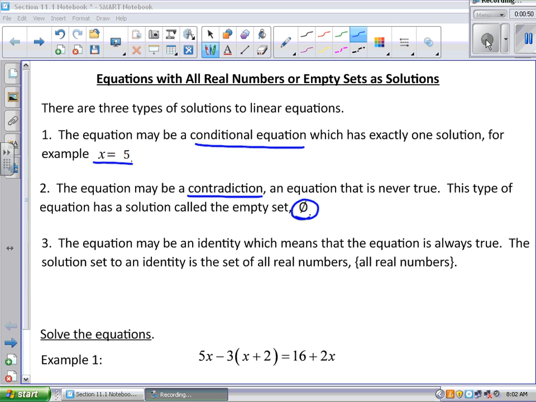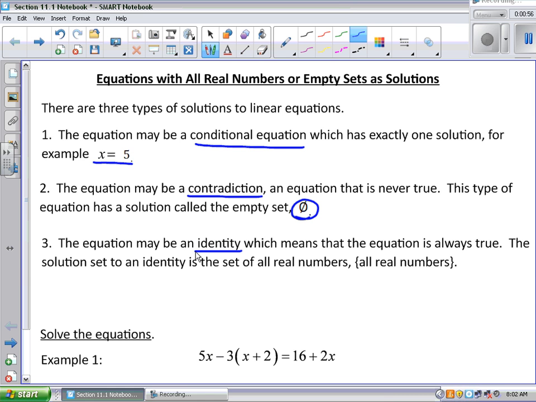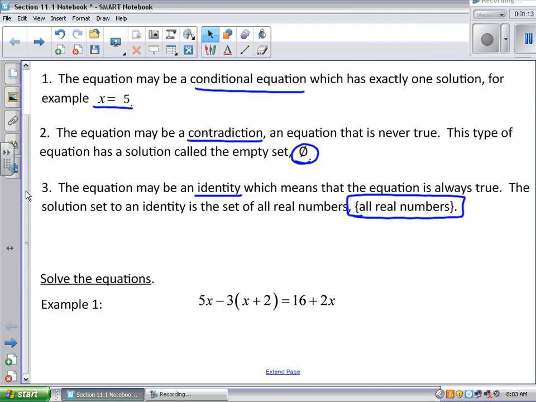And the third thing that can happen when you're solving equations is that you may have an equation that is what we call an identity, which means that the equation is always true. The solution set to an identity is the set of all real numbers, which we write in this fashion. We're going to do some examples next.